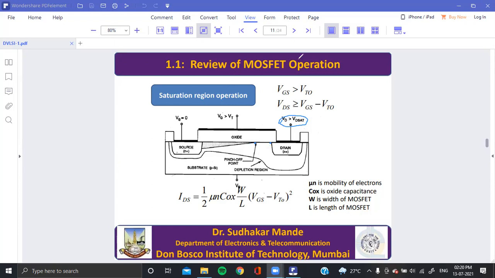Can you see this equation? Yes, sir. In this equation, you can see that there is no drain to source voltage and therefore the current remains constant. VTO is the threshold voltage. VGS minus threshold voltage, basically.